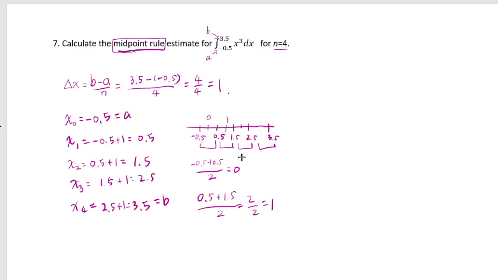I guess by now you can expect what the next one should be, right? The midpoint between 1.5 and 2.5 must be 2. 2.5 to 3.5 must be 3. You can either get these by taking averages, or in our case, the numbers have some pattern, and we know that these would be 0, 1, 2, 3. So 0, 1, 2, 3 are the midpoints.